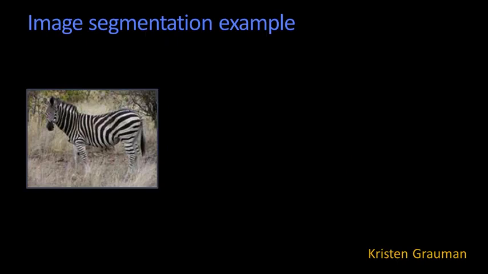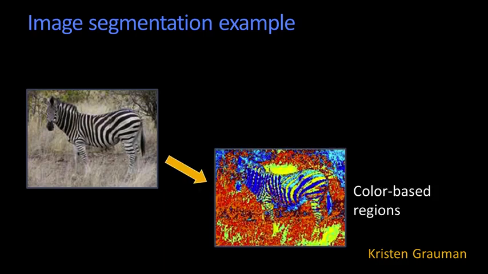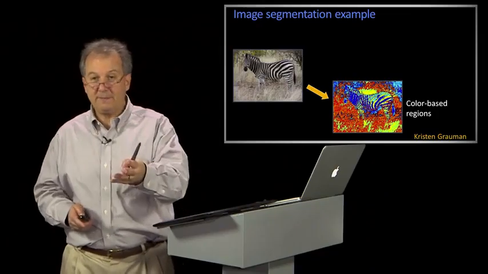So here is a picture of a rhinoceros. No, a zebra, I guess. I don't know. Thing with stripes. Okay? So suppose I cluster it based upon color. What would that look like? Well, it would be a mess. And there's your mess, color-based regions, and you'd say, well, that's a terrible idea. So what would be a better idea?